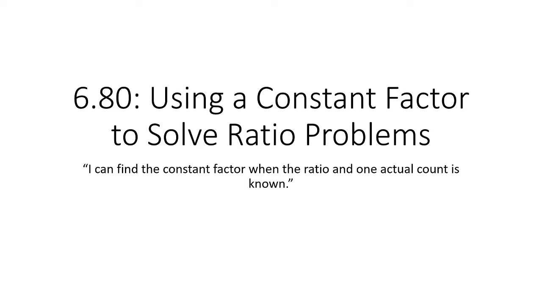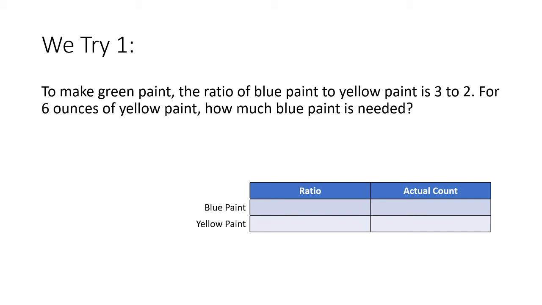Welcome to lesson 6.80, using a constant factor to solve ratio problems. Our objective is I can find the constant factor when the ratio in one actual count is known. So let's try one together.